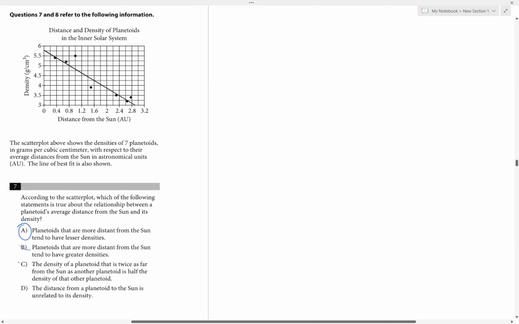Okay, so not C. And then D says the distance from a planetoid to the sun is unrelated. No, because we can see this correlation, right? There is a certain correlation, and we can draw out the line of best fit. Okay, so out of all the answer choices, letter A will be our best answer for this question.